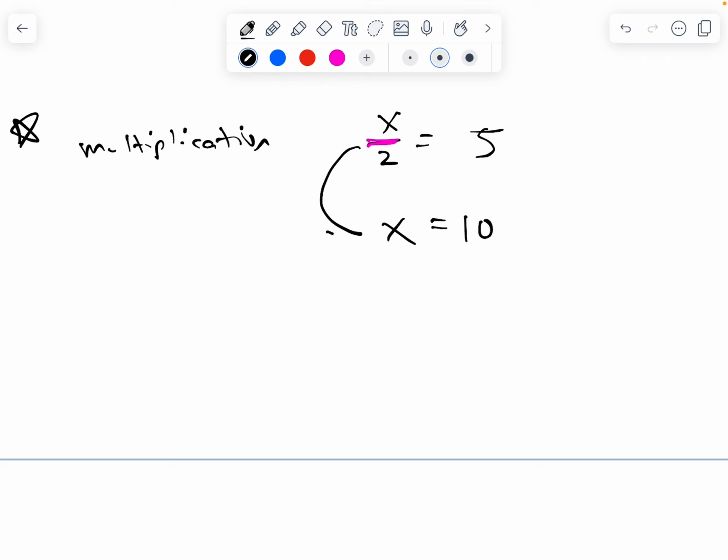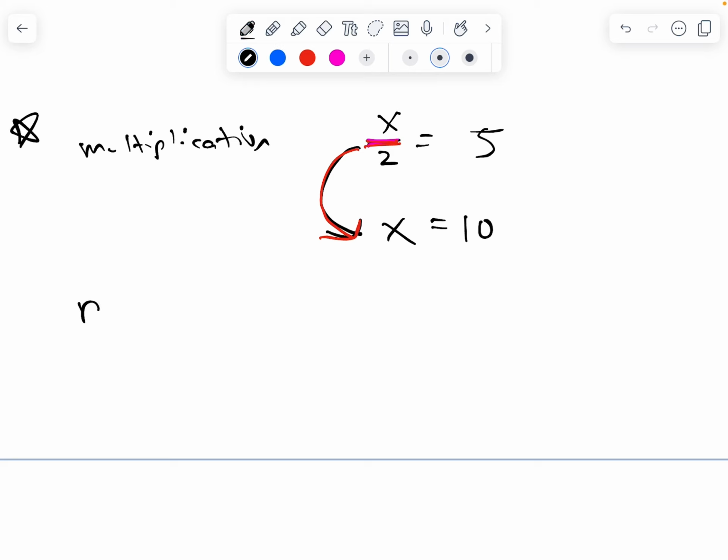So how did you get from here to here? Well, how did you get from 5 to 10? You got there by multiplying by 2. How do we get rid of that divided by 2? We got rid of the divide by 2 by multiplying by 2, and then that canceled. So again, on this one, you have division, and we undid it. The opposite of division is multiplication, and that gets us x by itself. So that's the multiplication property.